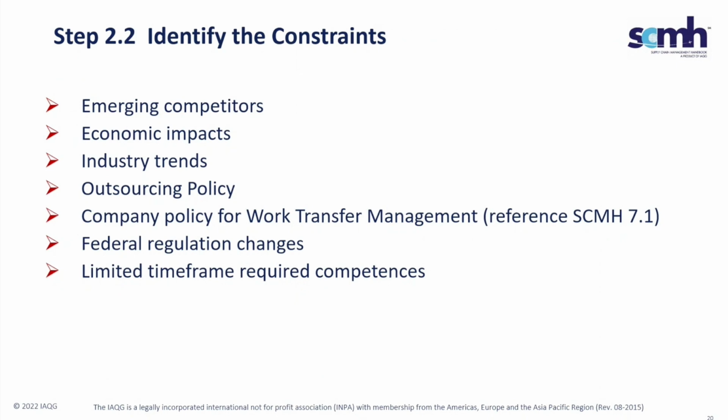So identify some constraints that may have an impact on the future planning of skills that are necessary. Emerging competitors. These are companies such as SpaceX and Blue Origin. We're not in the space industry until a few years ago. But those companies, when they start up, they draw a large number of resources from existing aerospace companies. So that can be an unintended drain on your resources.